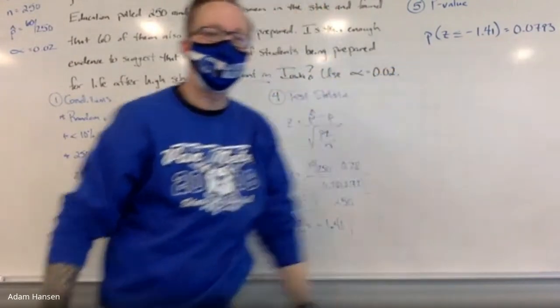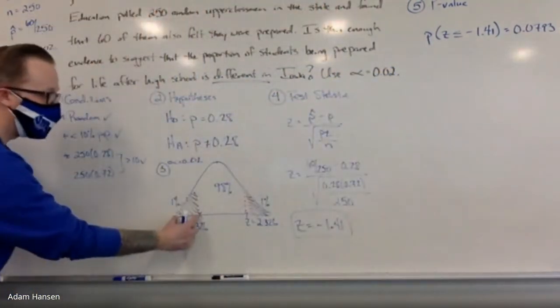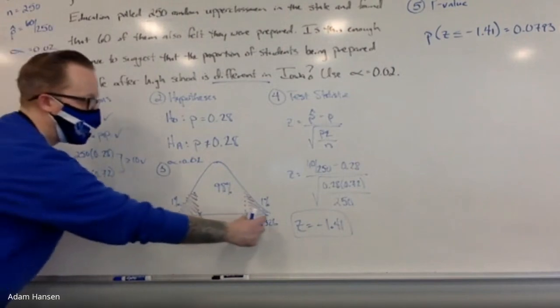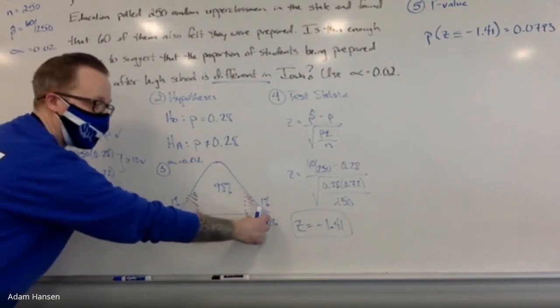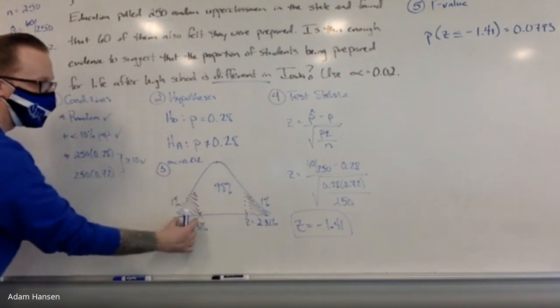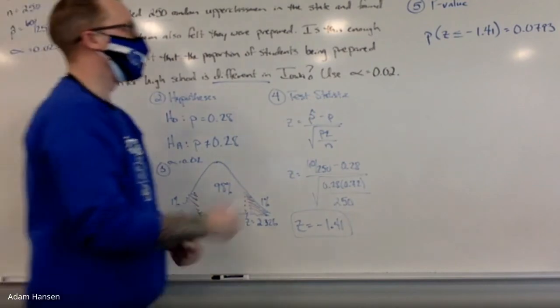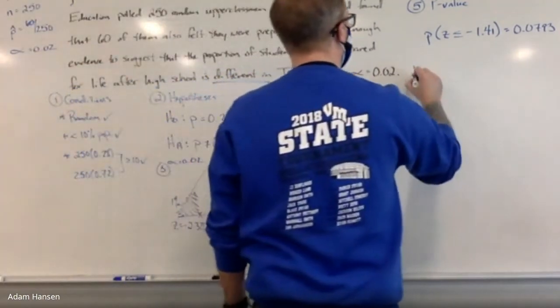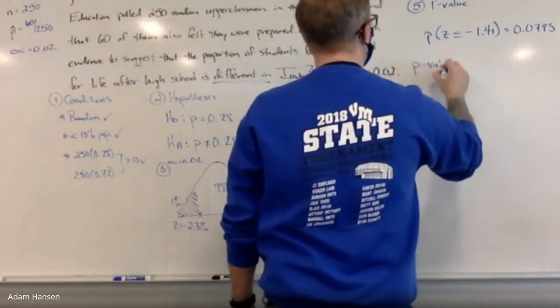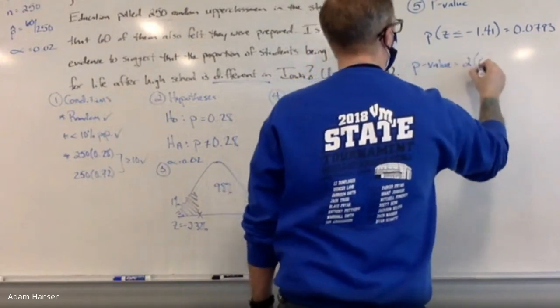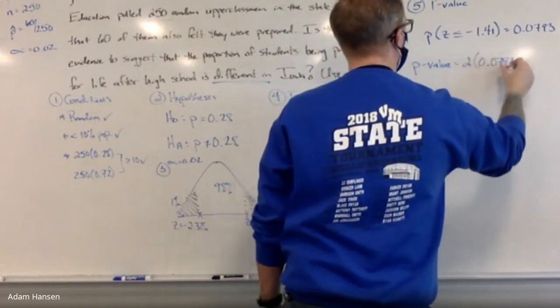It could get more extreme in either direction. We looked up the part to the left. I also need to account for the right. The proportion of students is different. It could have gotten smaller or bigger. This is a 2-tail test, so you double the p-value. Get more extreme in either direction. The p-value is 2 times 0.0793.